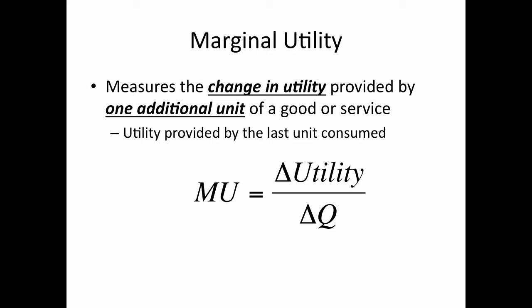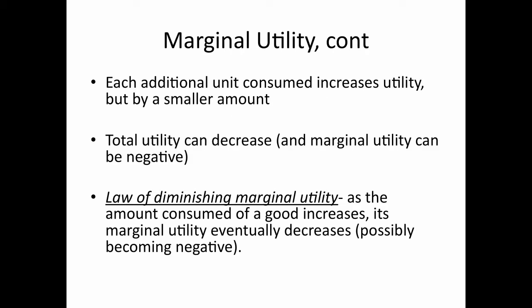In class on Monday, we'll go through a little experiment where we try to understand how you might go about measuring marginal utility and illustrate how marginal utility can change as you increase your units of consumption. In particular, what we'll hopefully be able to show is that each additional unit consumed will increase your overall utility, but it will increase your utility by a smaller amount. Now, the other thing that's important is that this notion of total utility can decrease. That is to say, you can actually have less utility by consuming more.